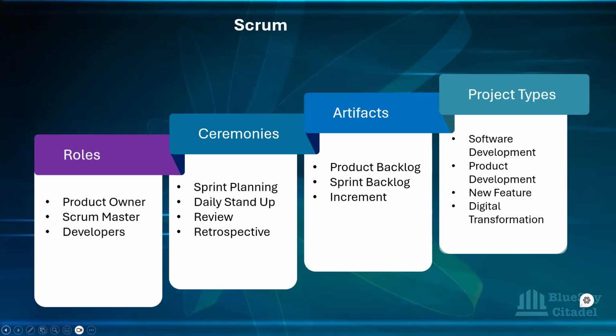So we quickly want to look at the roles that you have in the Scrum framework. You have the product owner, who is responsible for managing the product backlog, and ensuring that the team is working on the right things. They are the voice of the stakeholders.